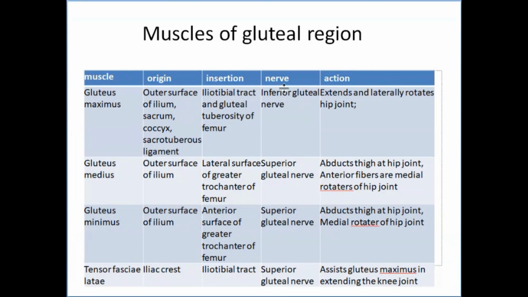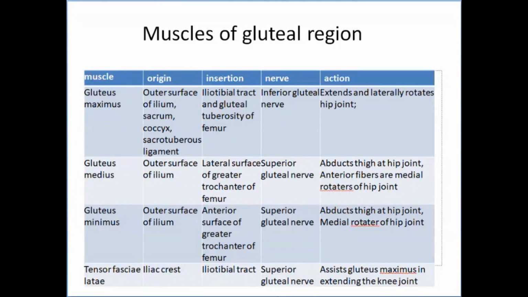And you can find the action of the gluteus maximus is totally different from the others. So it will do extension and lateral rotation of the hip joint. Extension of the hip joint means your standing position. Then your gluteus medius and minimus are important muscles in your walking. These muscles will be doing abduction and medial rotation of the hip joint.